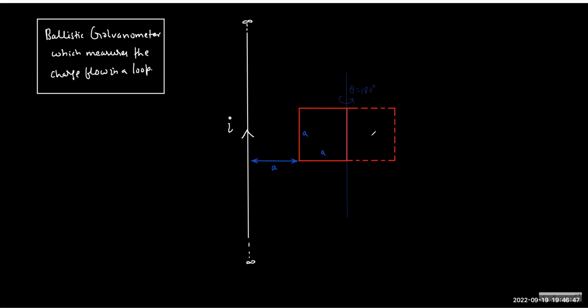So in the due process, what will happen? The flux will change through the loop, yes or no? Yes, sir. So the question is how much charge will flow through the loop? I mean, how much charge will flow through the cross section of the loop. So same question.